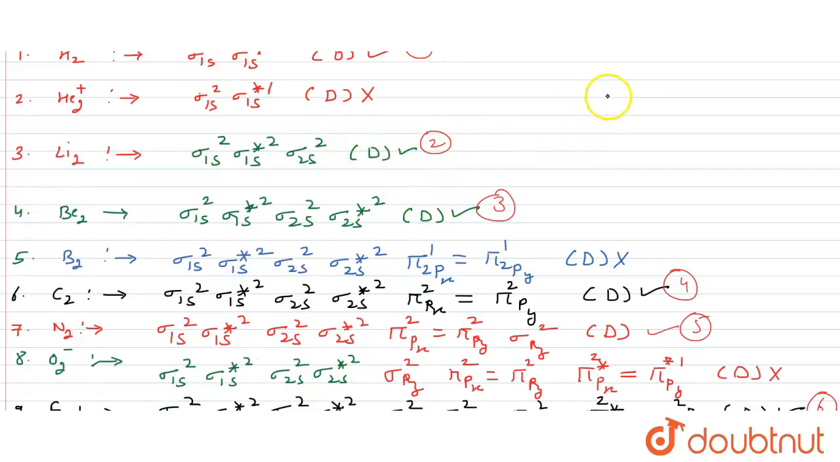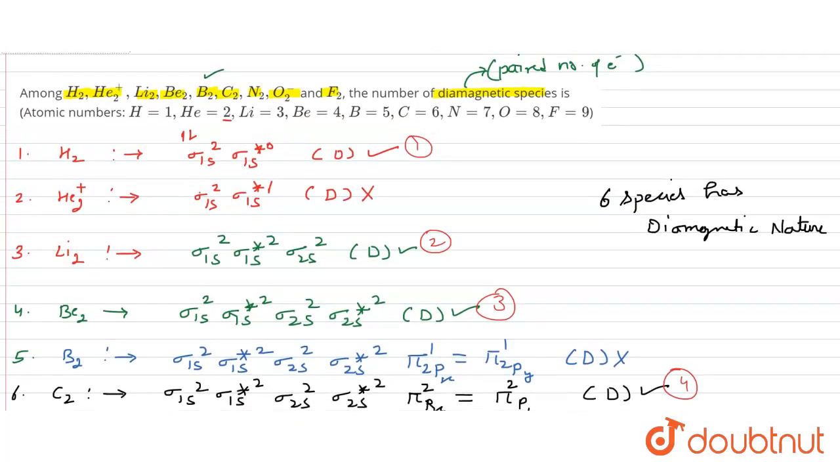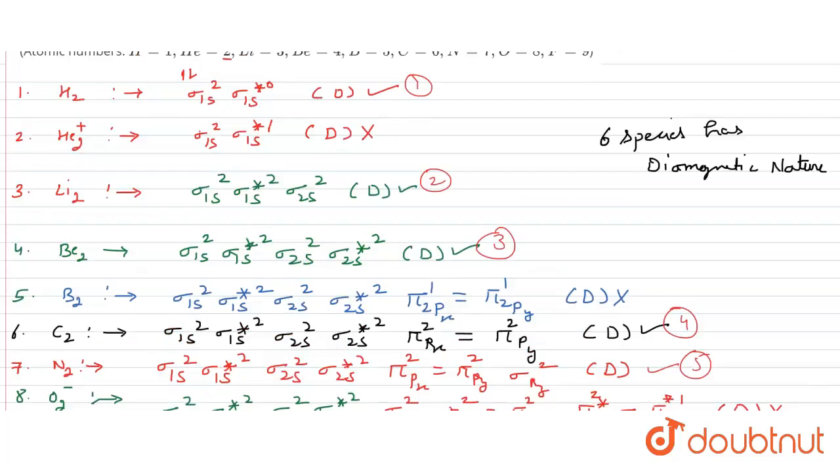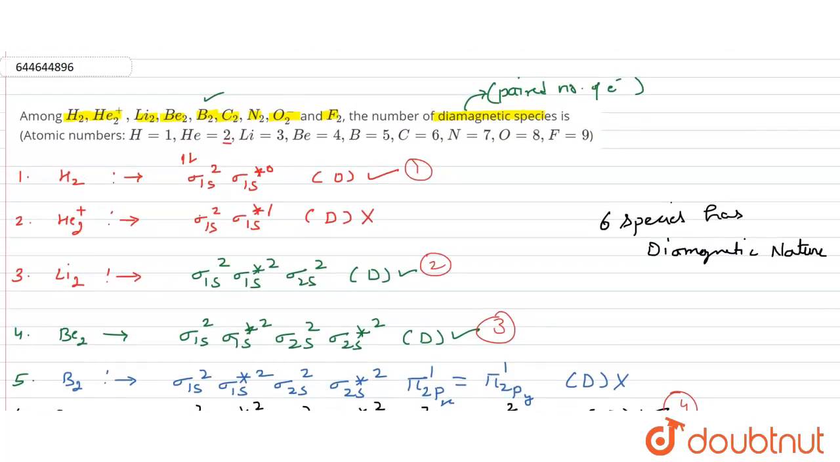So 6 species have diamagnetic nature, right? So in this way we can say that among these 9 species, 6 species have a diamagnetic nature, right? So hope this answered your question.